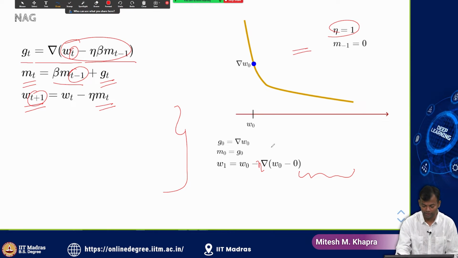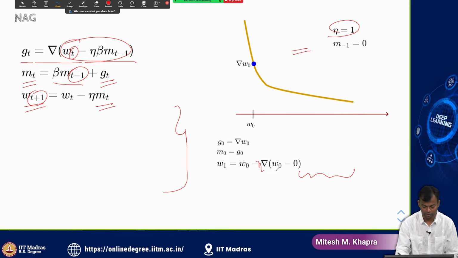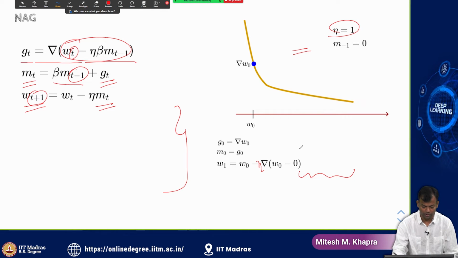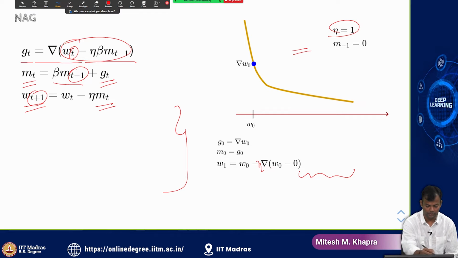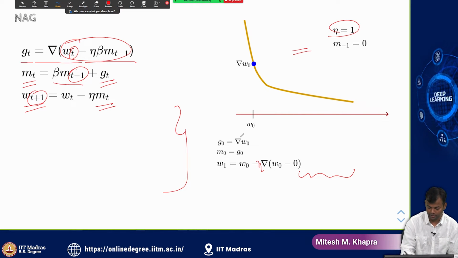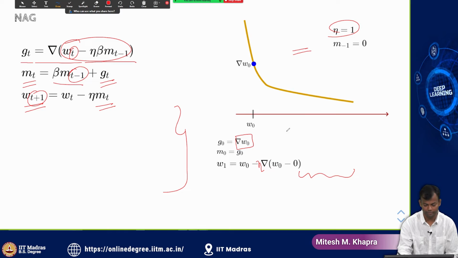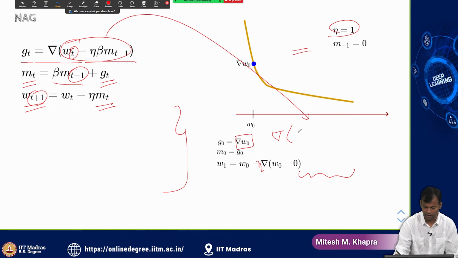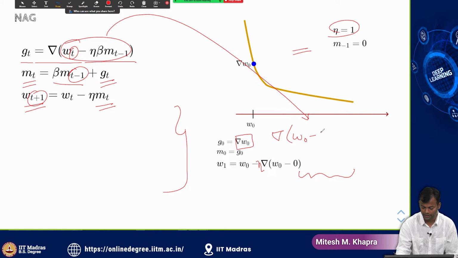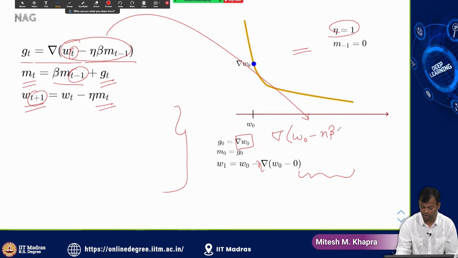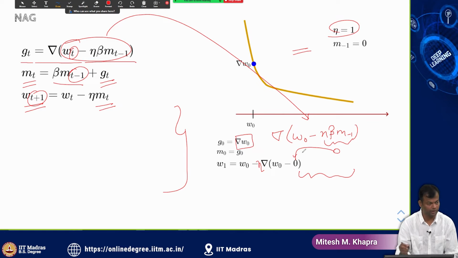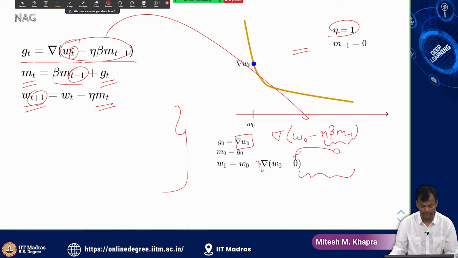And then you are w0 minus the derivative computed at... so instead of calling it gt, in this case of course it turns out to be delta w0 itself, but actually it would have been, if I follow this equation, delta w0 minus eta into beta into m minus 1, and this quantity just turned out to be 0. So that's how I'm writing it here. Okay, so that's what your W1 is.